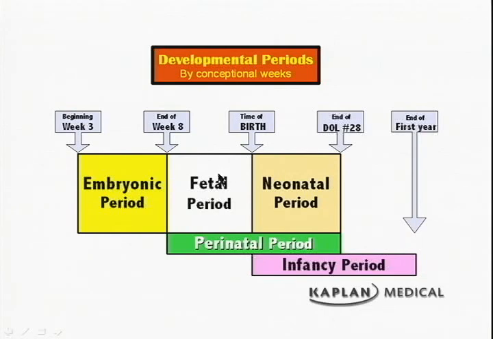All right, let's just summarize by developmental periods what we're talking about. Beginning week 3 post-conception is when the 3 germ layers have developed and we have the embryonic period. The embryonic period ends at 8 weeks post-conception or 10 menstrual weeks. Once all the organs have formed, hyperplasia, hypertrophy will occur, and that is now the fetal period. The fetal period ends at the time of birth.